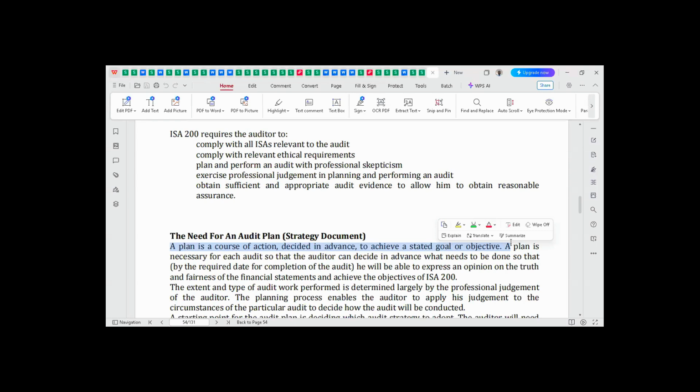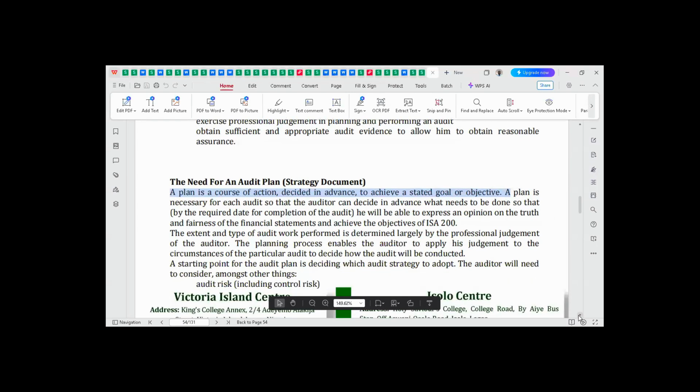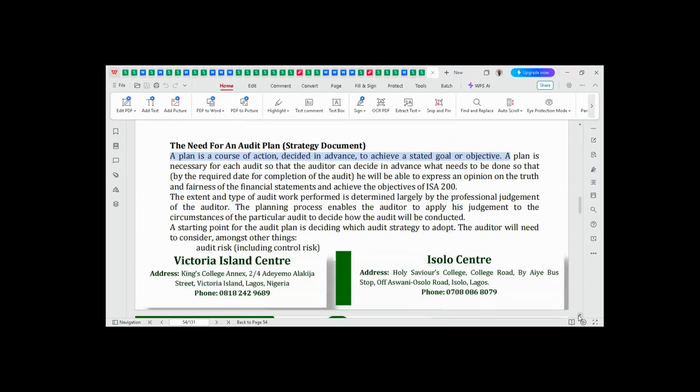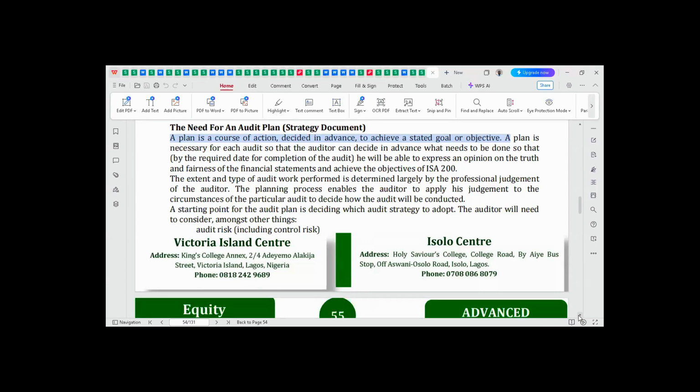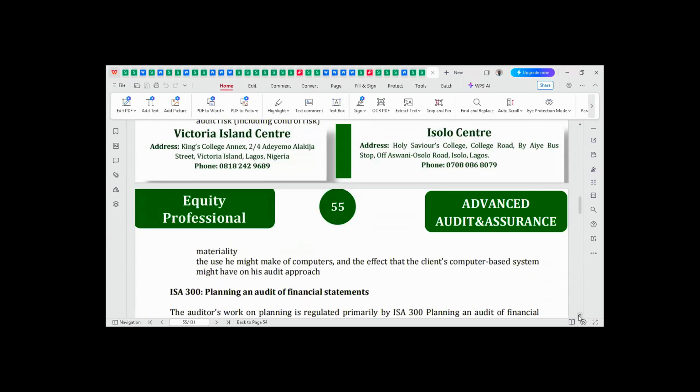Please note that. Okay? Now, in drawing up your audit plan, there are certain things you need to take into consideration. You have to consider 3 factors. Number one, you need to consider your audit risk. We are going to explain audit risk shortly. Number two, you need to consider what we call materiality. We'll talk about that in a short while.